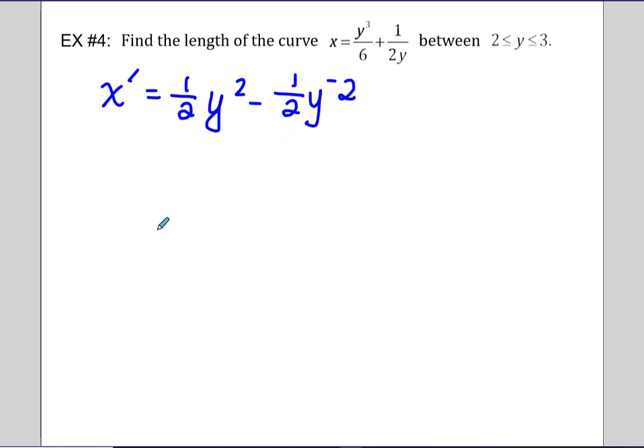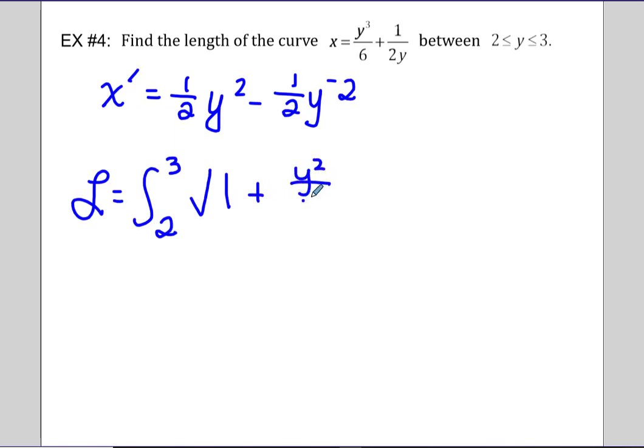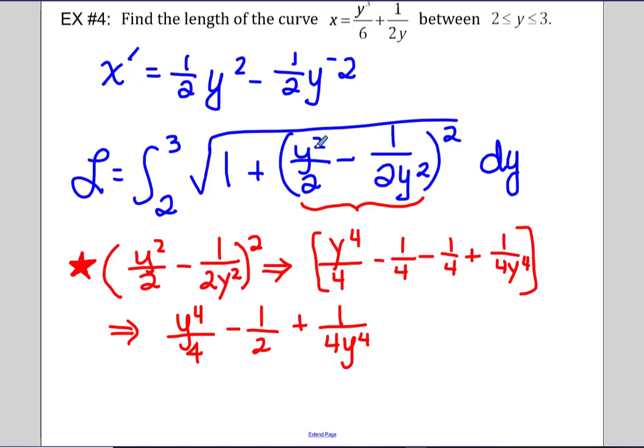So let's see, we got y squared, so our L, our arc length, goes from 2 to 3, and we have 1 plus y squared over 2 minus 1 over 2y squared, quantity squared. So here I'm just going to expand all of this and find these 3 terms for us to integrate.